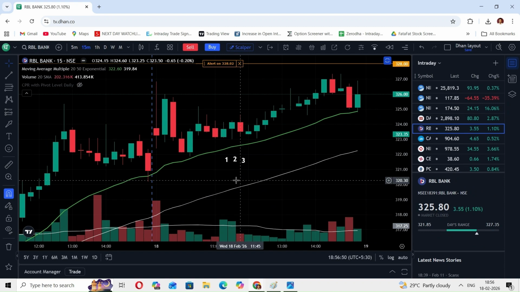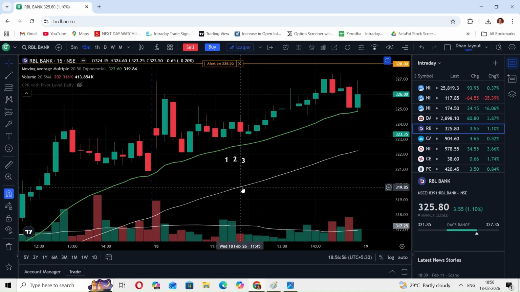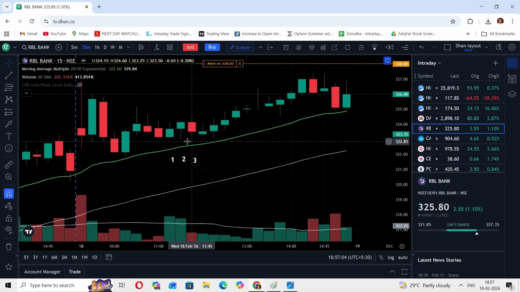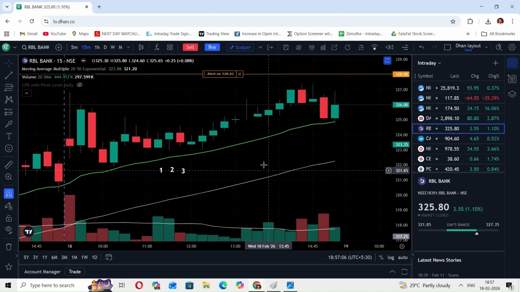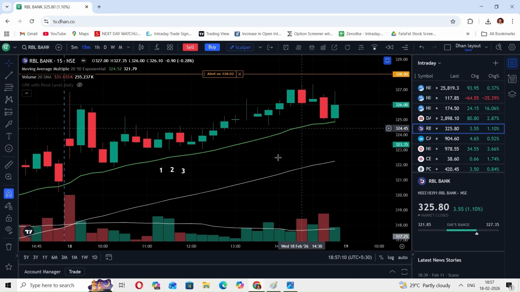Next trade was in RBL Bank. See here. First candle, second candle, third candle, perfect three candle setup formed. So I took a trade. Green candle has the highest volume, 20-50 MA trending up. Took a trade at high of this candle, low was my stop loss. I didn't get a 2R profit, but I closed this trade in a small profit at the end of the day.